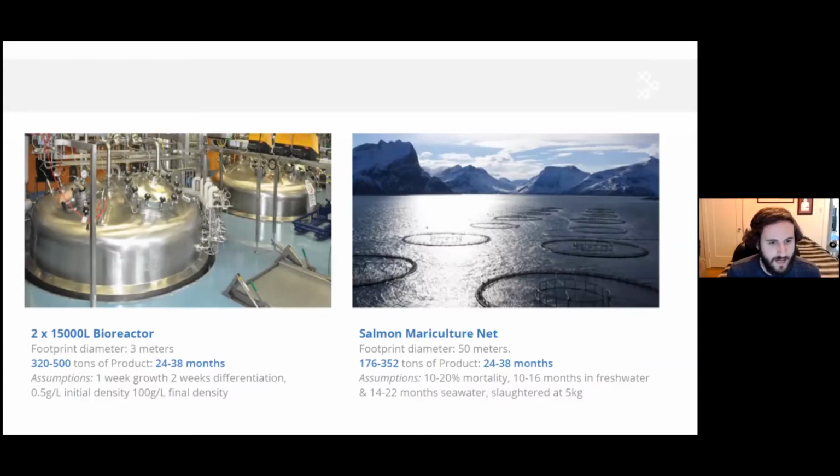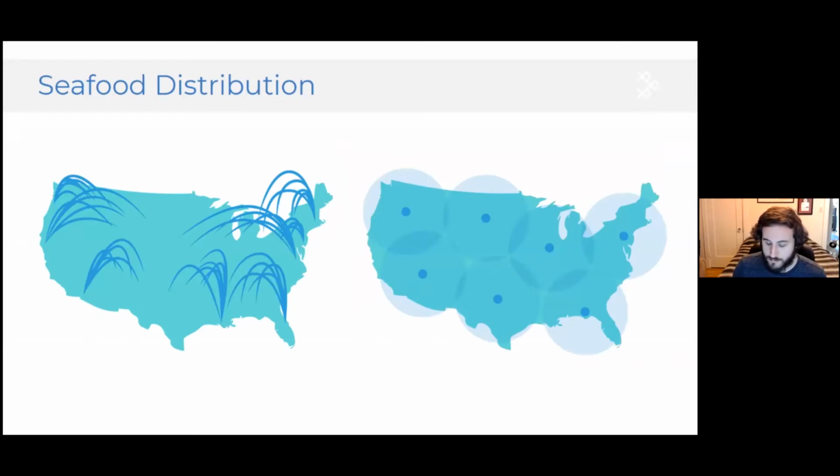We can make fish faster than it's currently made. Here's a comparison of some basic animal cell bioreactors. These are in a factory in Korea, and comparing them to the most efficient fish farming that exists today, which is salmon mariculture. In terms of just raw tonnage, you're actually putting out considerably more fish with a considerably smaller footprint, closer to where consumer demand is, for faster and cheaper than what's being produced right now in these fish farms.